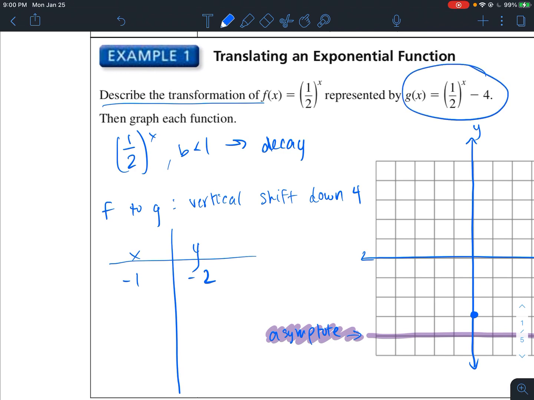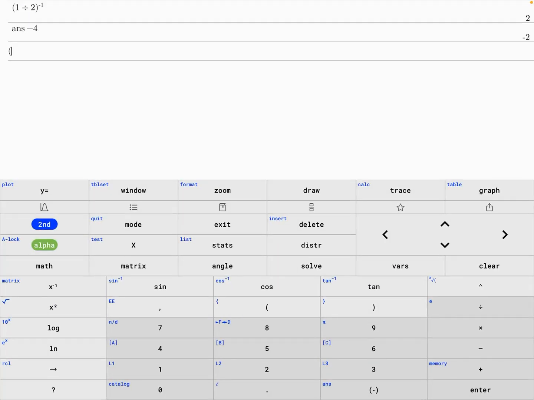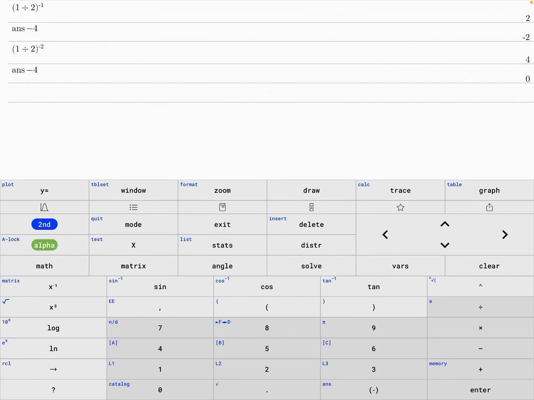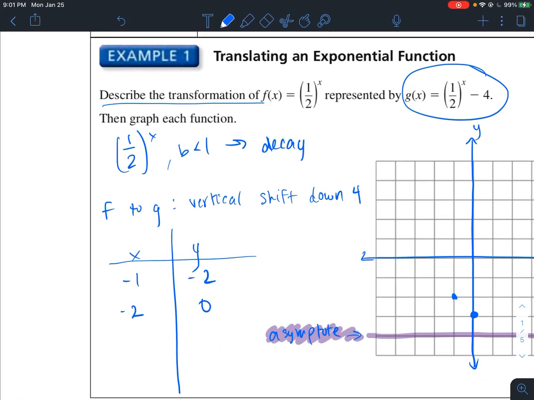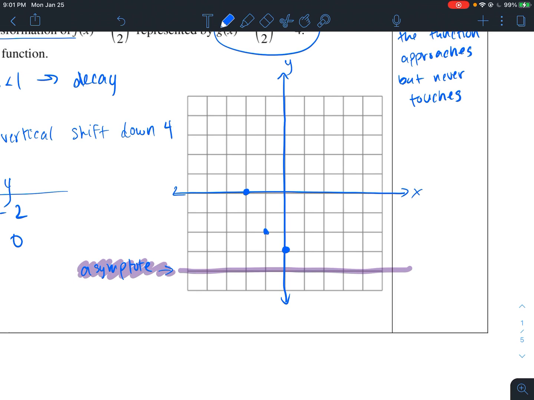I'm plugging it into this one right here. So when x is -1, our function's at -2. So let's say when x is equal to -2. So if we do 1 divided by 2 raised to the -2 and then subtract 4, we're at 0. So that's right here. Okay, now you can keep going. I think we kind of have a good idea about the general shape of it though. Okay, it's going to look something like that.